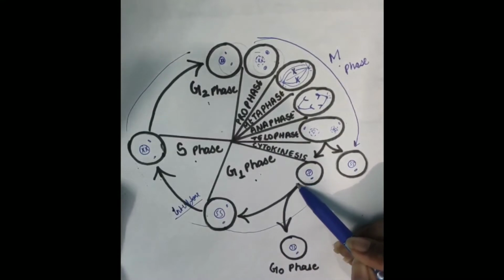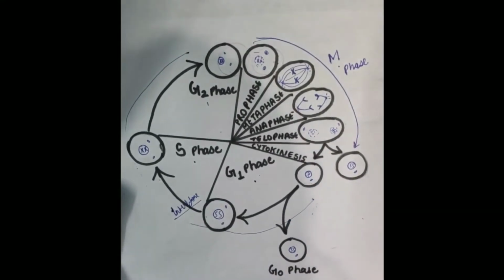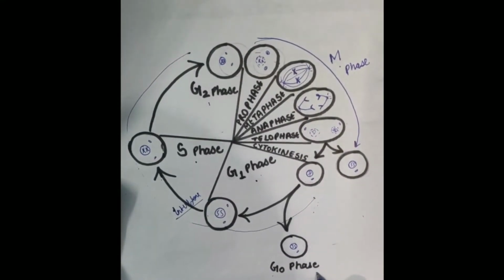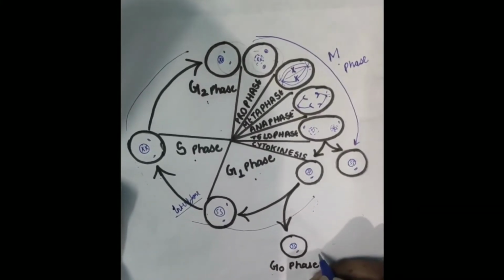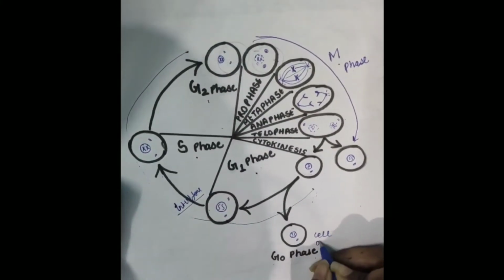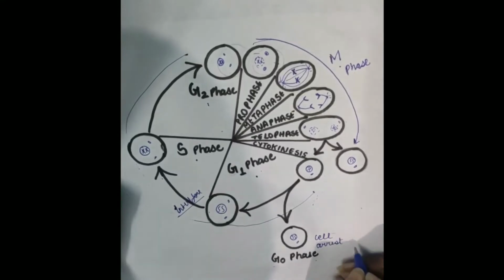or there are some cells which are moving towards another phase which we call the G0 phase. Now G0 phase is also called the cell arrest phase.